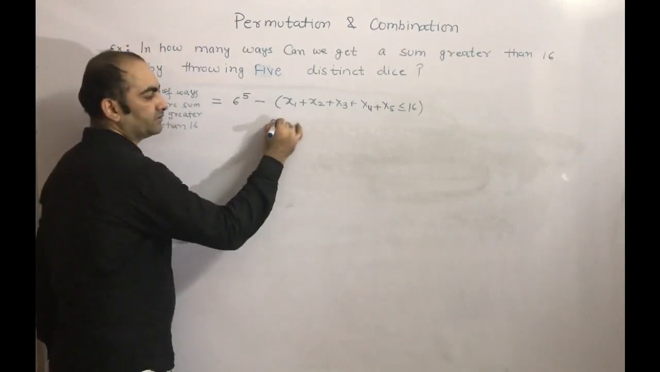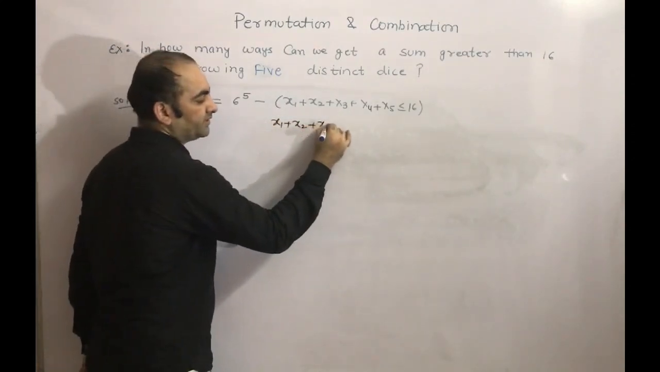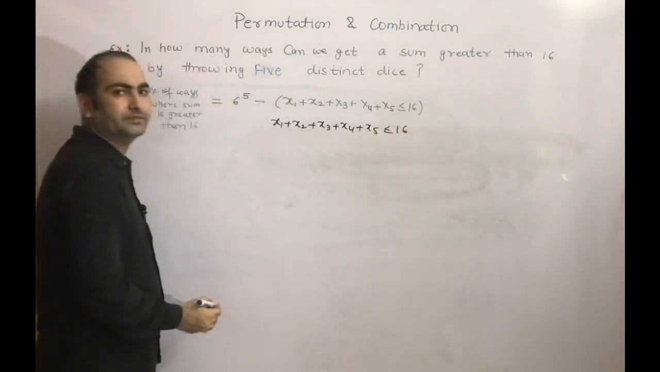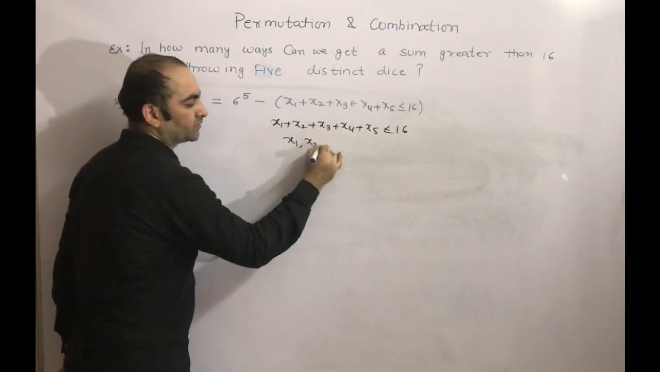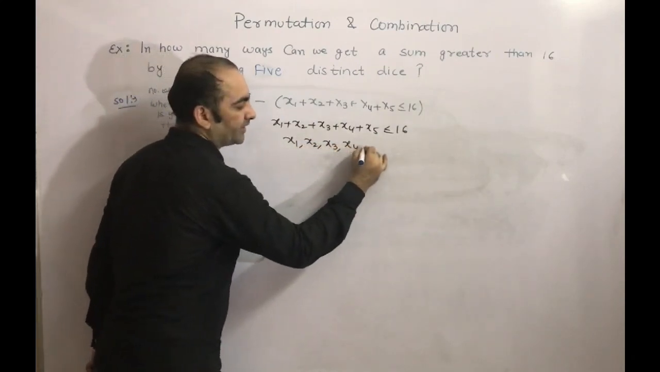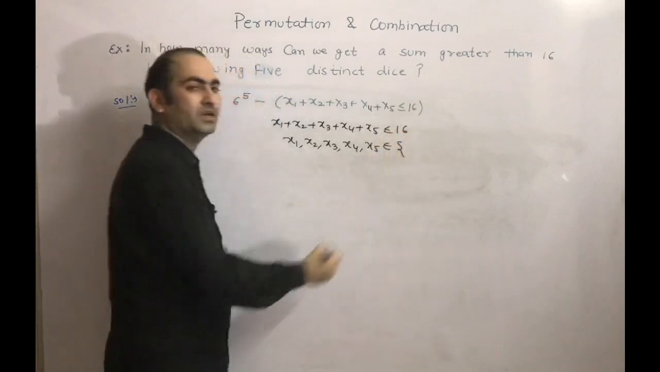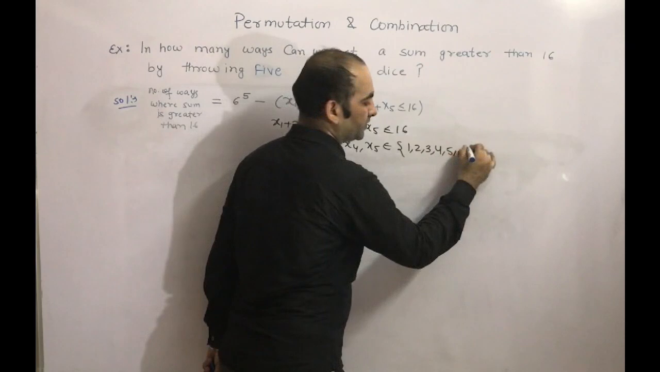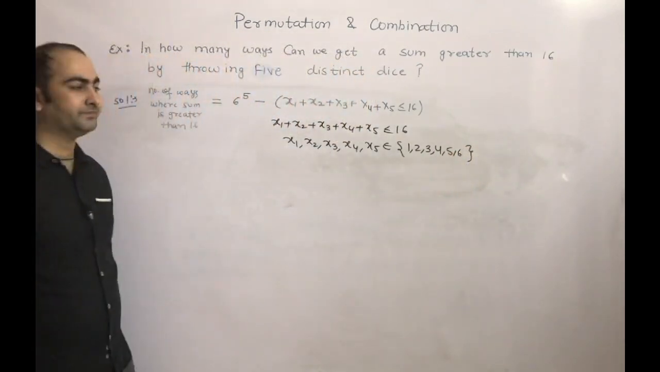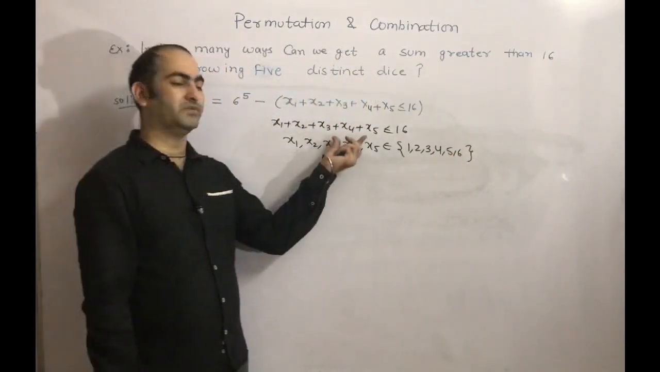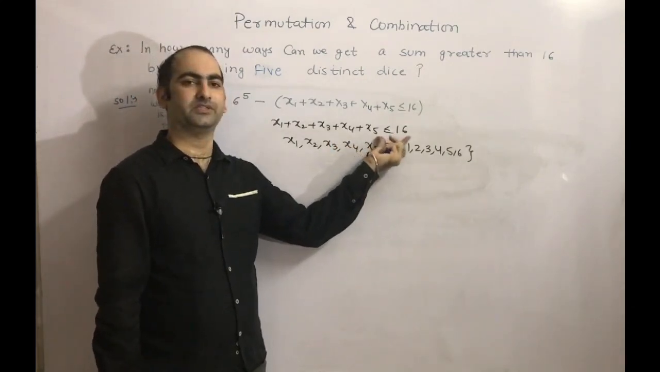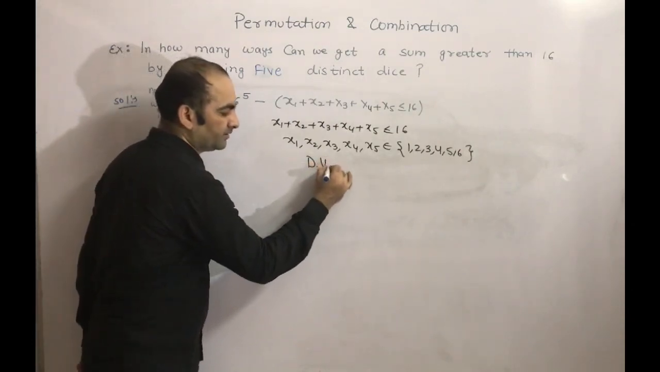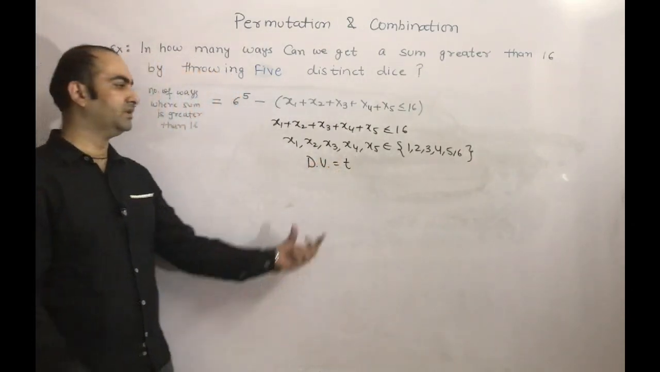The equation is x1 plus x2 plus x3 plus x4 plus x5 is less than or equal to 16, where x1, x2, x3, x4, x5 belong to either 1 or 2 or 3 or 4 or 5 or 6. So we have 6 possibilities. Now we have to solve this equation. Here we have less than or equal to 16, so we have to use a dummy variable. So we are using dummy variable t.